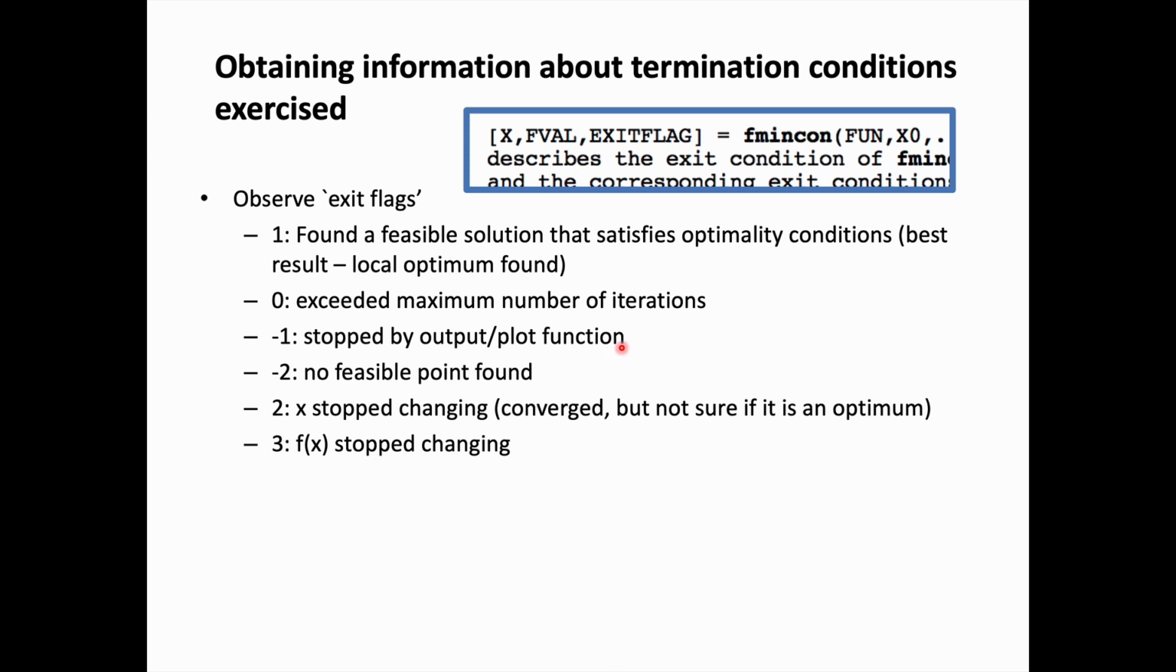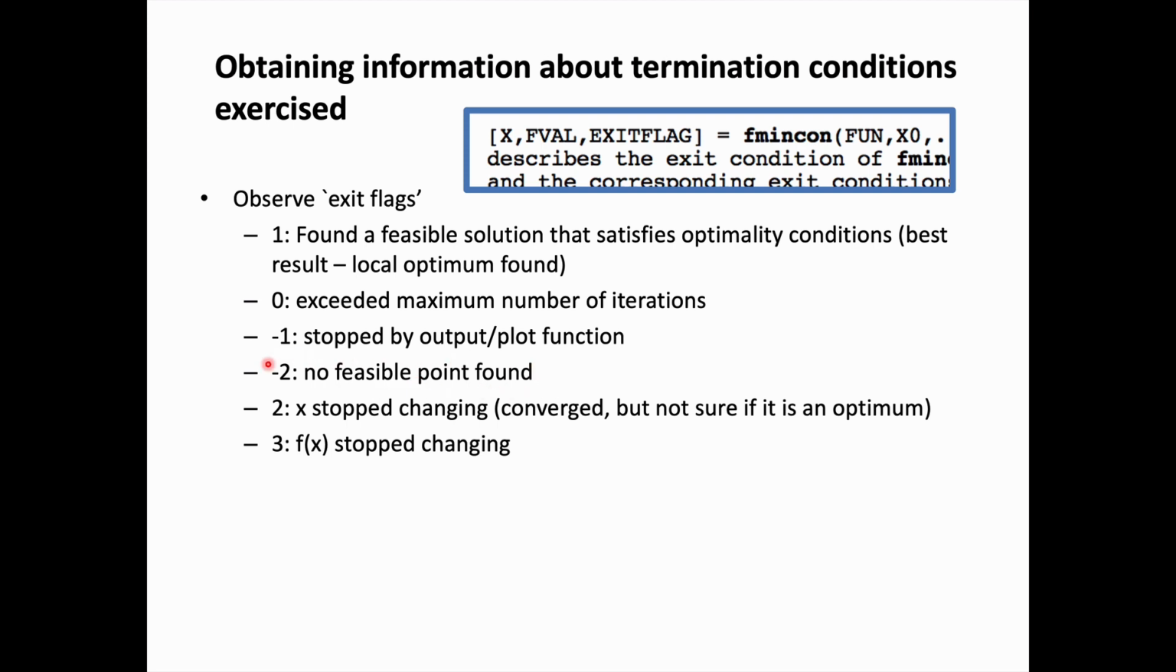-1 means stopped by the output or plot function. fmin_con or other optimization functions have this option of allowing you to specify a plot function that allows you to visualize the progress of the algorithm as it's going. That can be really useful, but if you define your plot function such that it could have an error depending on what you're visualizing, then that could cause algorithm termination as well. And so that's what this -1 refers to.